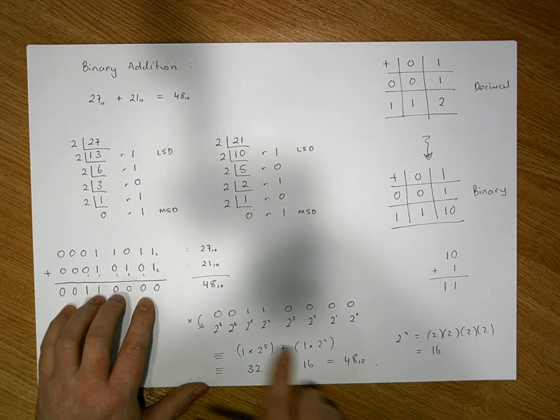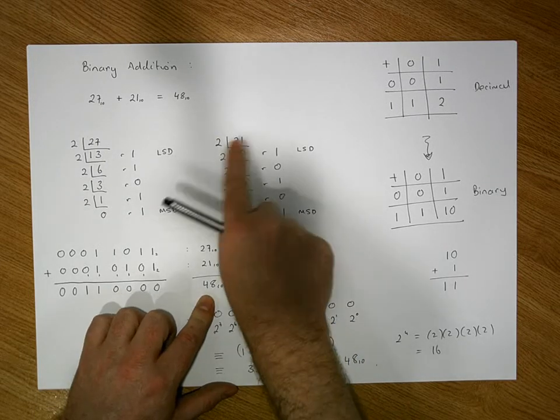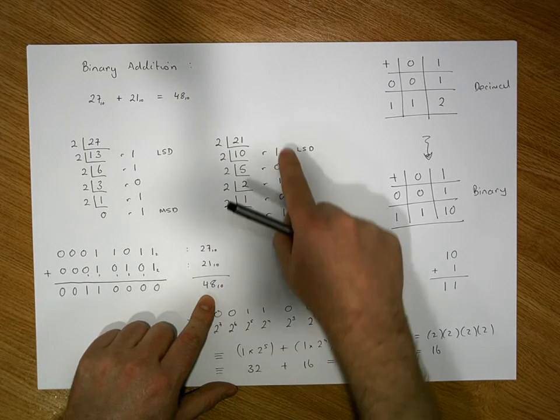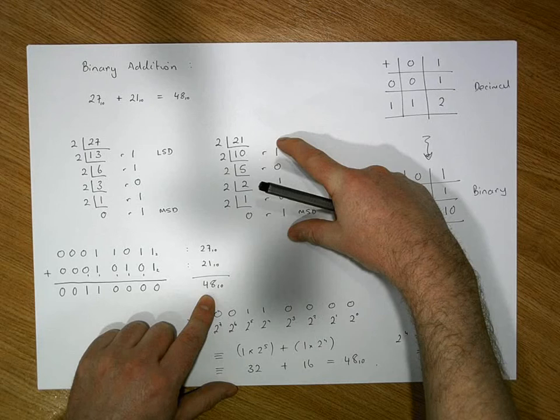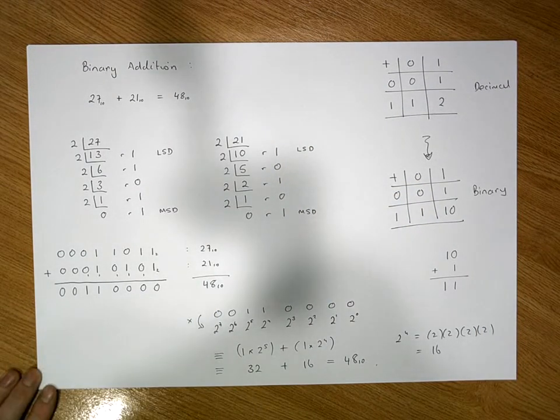We could also take 48 and convert it into binary by doing successive divisions by 2, keeping track of the remainders. What we would notice is that this string of remainders would be equivalent to this particular string here.